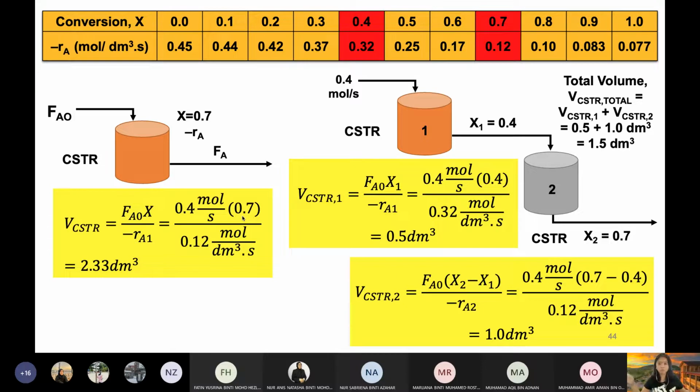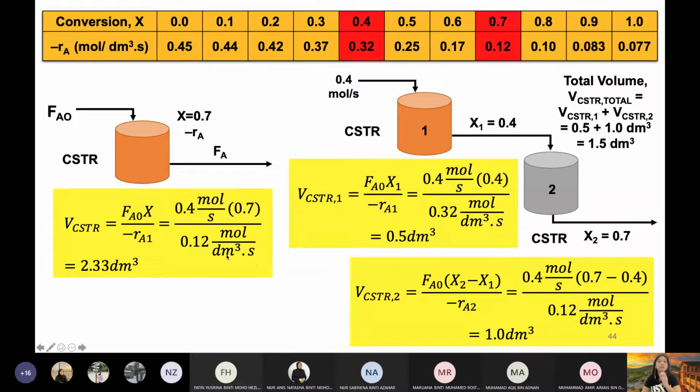So X tu 0.7. Okay, divided by minus RA. So minus RA ini adalah at your X. So when my X is 0.7, my minus RA is 0.12. So you replace your minus RA 0.12. The unit is mole per dm cube second. As I told you, it's good to have a good practice of cancelling the unit so that you can check whether your calculation is right or wrong. So your mole can be cancelled, your second can be cancelled.